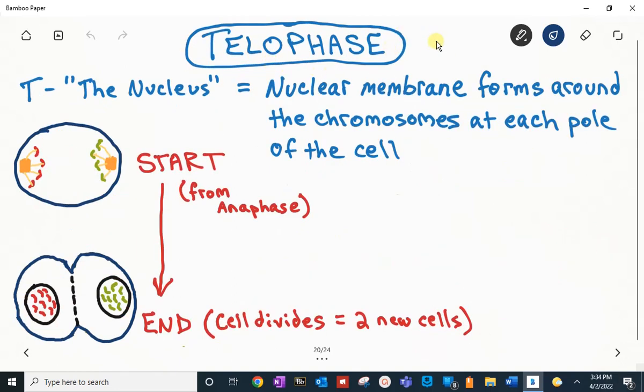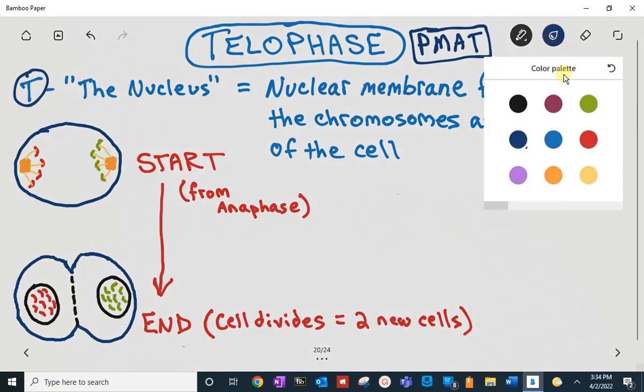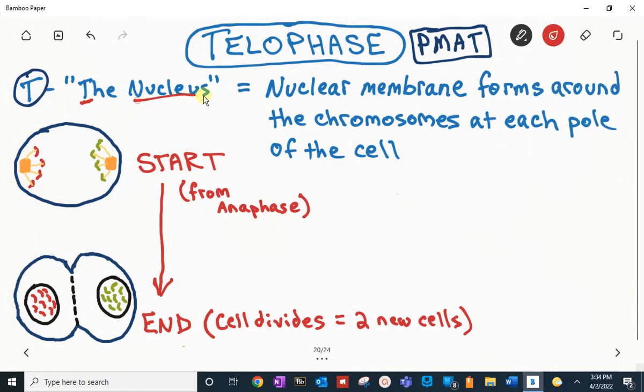Now telophase. So we had prophase, metaphase, anaphase, and now we're in telophase. Some people pronounce it one way, some people pronounce it another. So PMAT, and that'll help you remember the four phases. And T, the only thing I could think of that started with T to help you remember is the nucleus.